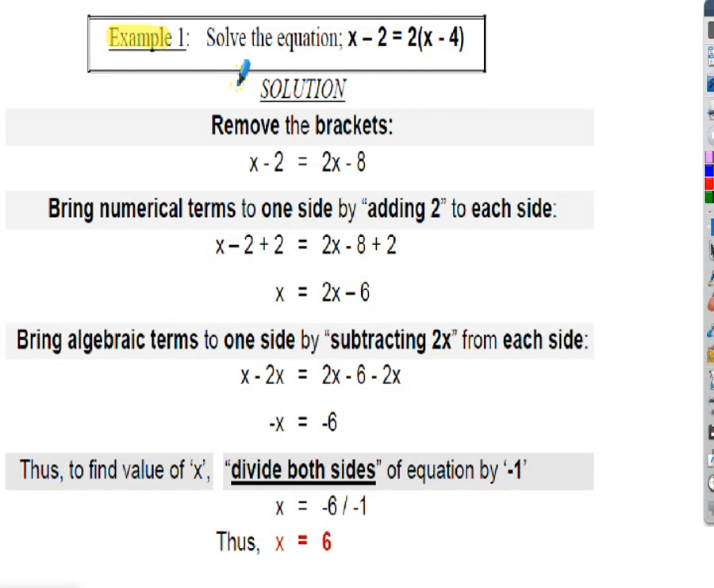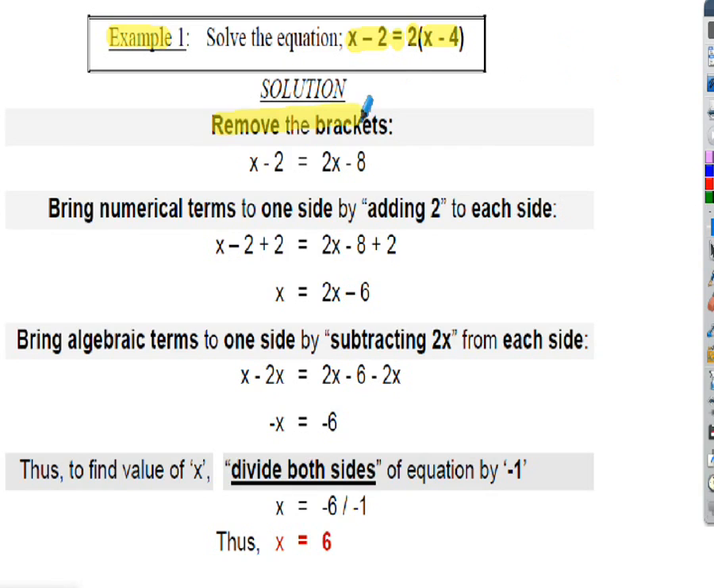Example 1 illustrates the solution of a simple equation. We're given on the left hand side x minus 2, and that's equal to, on the right hand side, 2 multiplied by x minus 4 in the brackets. So again, the solution sequence depends on the original equation. In this particular case, we'll need to expand the brackets, collect the like terms together, and solve.